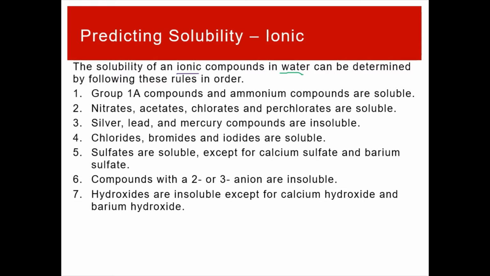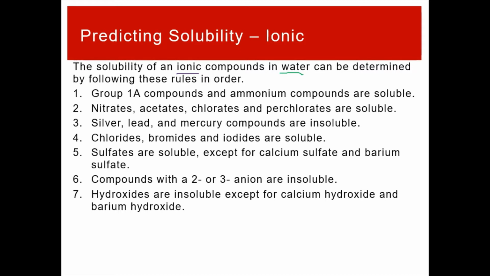And here are the rules that we can use. We're going to work through these one at a time and do some examples using them. These rules are a set of guidelines based on the ions contained in your compound, and it's those ions that determine whether or not it's soluble. You'll notice the rules are numbered. They are in order of importance. So rule 1 is the first rule.